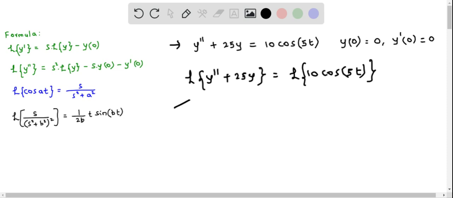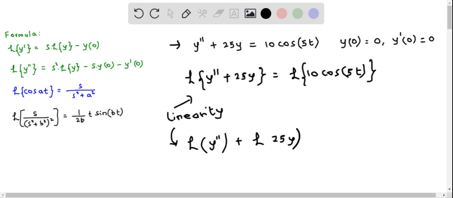Now we apply the linearity property on the left side. As per the linearity property, we can rewrite this as a sum of two Laplace transforms, that is Laplace transform of y double prime plus Laplace transform of 25y, and this equals, since 10 is a constant, we can factor any constant out of the Laplace transform. So I write this as 10 times Laplace transform of cos of 5t.